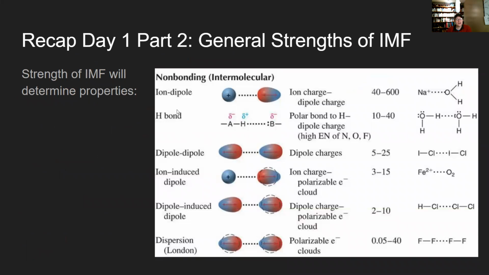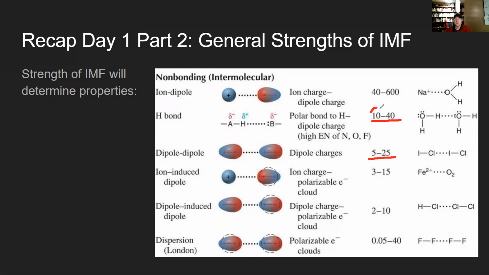Another general list, once again, I mentioned this when I presented this originally: this list is in order of strength, but bear in mind that the numbers are not absolutes. Let me give you an example here. When you have a hydrogen bond, for example, not all hydrogen bonds are stronger than dipole-dipole attractions. You'll notice that the range of dipole attractions goes from 5 to 25 in their energy strength, while the hydrogen bond goes from 10 to 40.